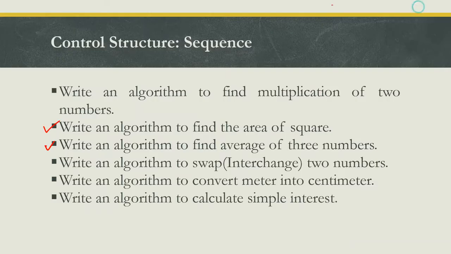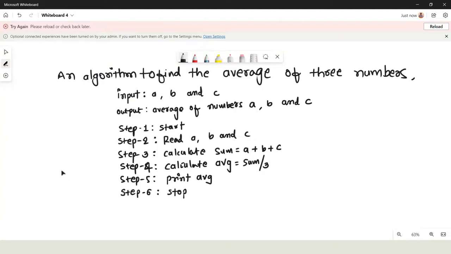Okay, let's move further toward the next one. Yes, you have to write an algorithm to swap two numbers. Okay, you can swap numbers using different methods, but for this algorithm I will write the solution using one of the simple methods to swap two numbers. So let's write the solution for this algorithm.